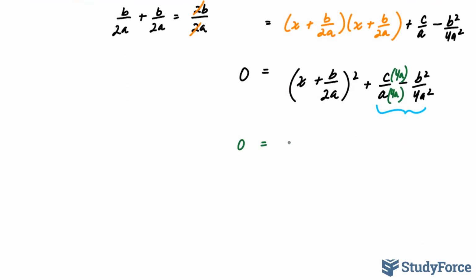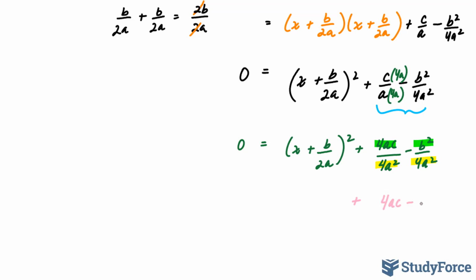0. This part remains the way it is. And this part becomes 4ac over 4a squared. And this part stays the way it is. Since the denominators are the same, we can leave the denominators the way they are and simply concentrate on the numerators. So we end up with plus 4ac minus b squared over 4a squared. And this part remains the way it is, so I'm going to rewrite it.